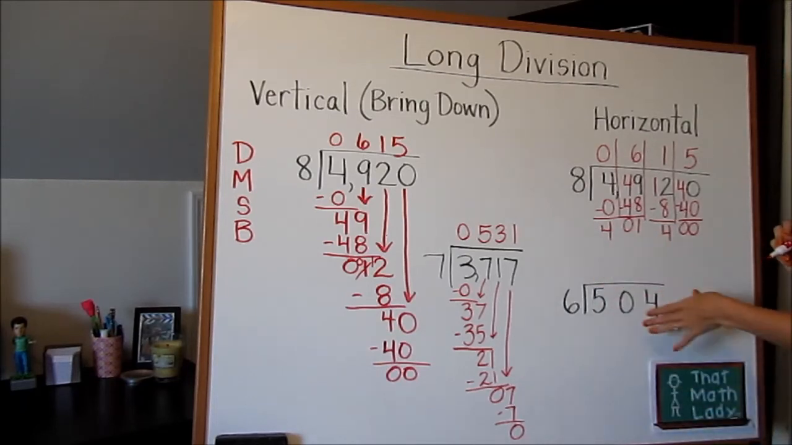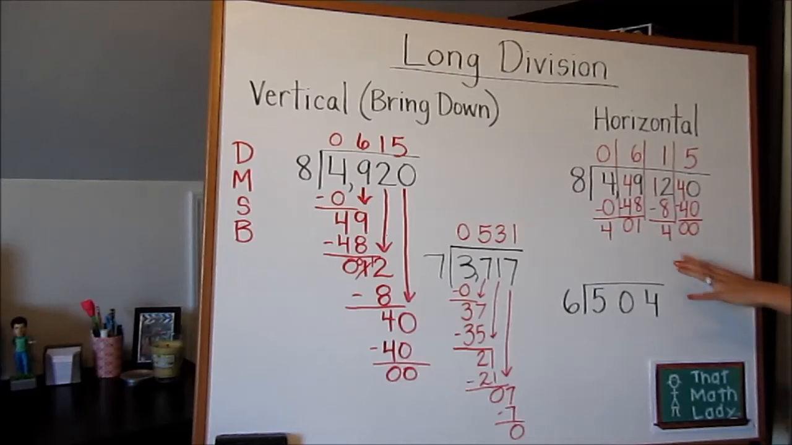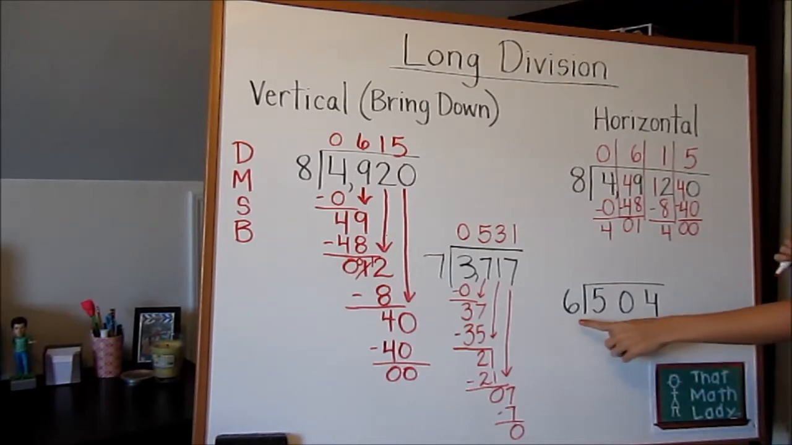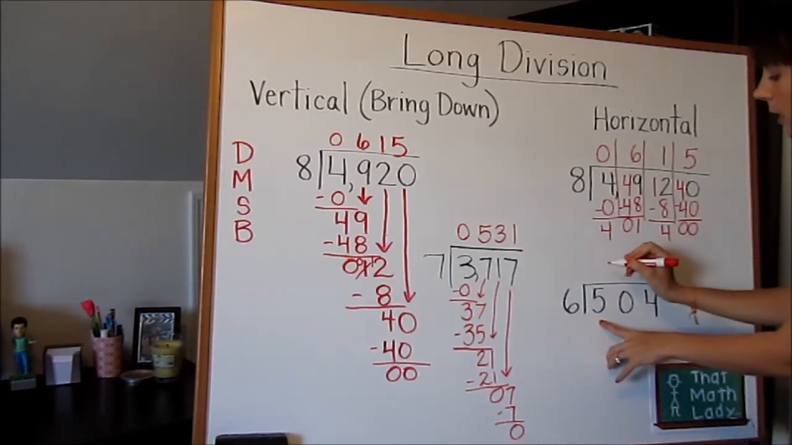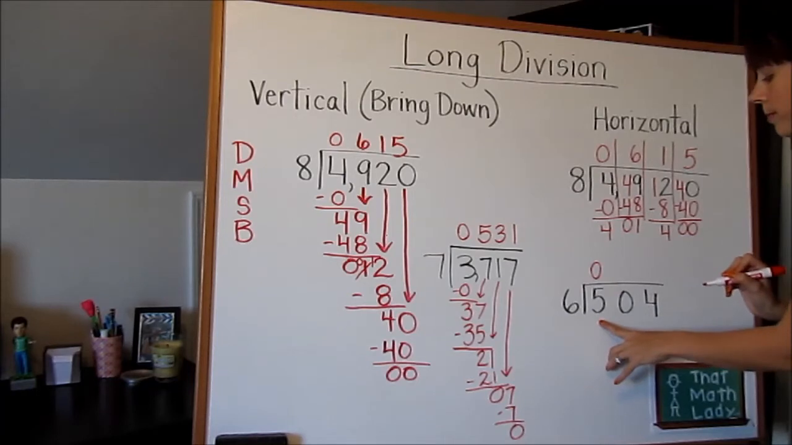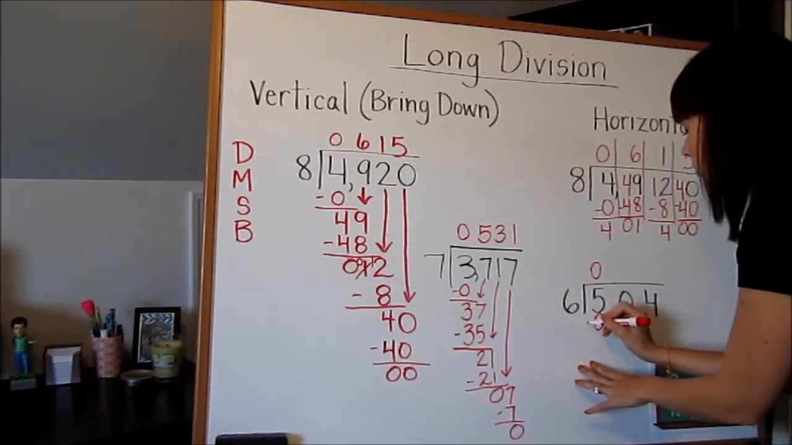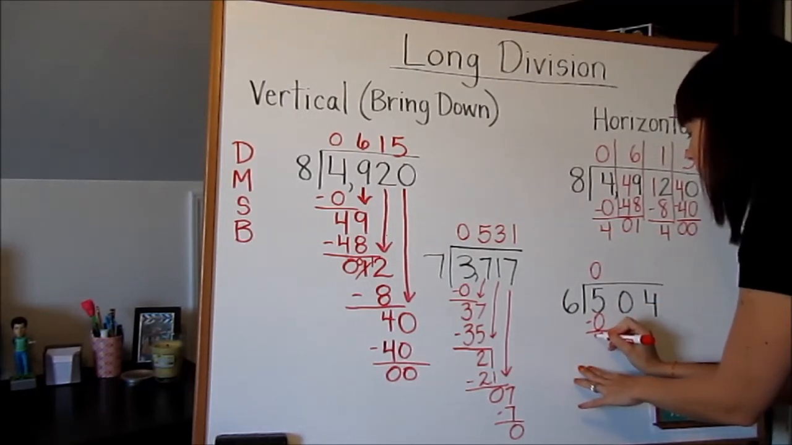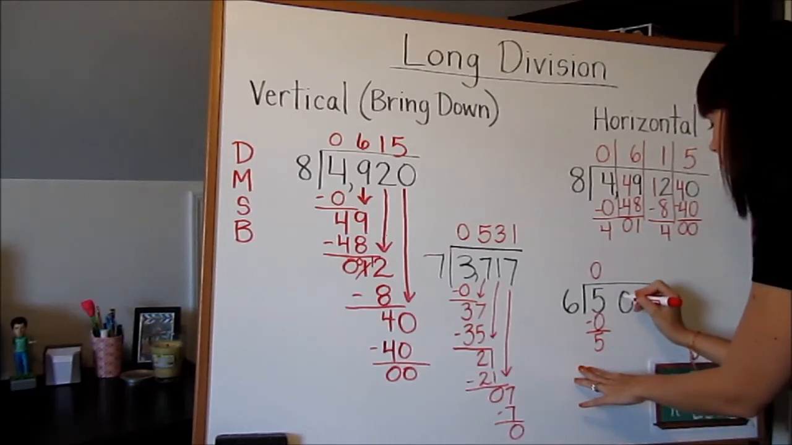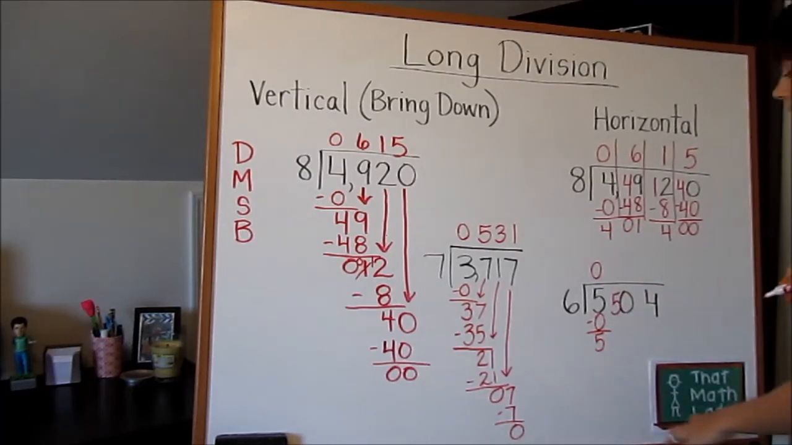Okay? Next sample problem over here, I'm going to use the horizontal method. This time I'm not going to draw any lines, just to kind of show you what it looks like if you don't draw the lines. Okay? 6 divided into 5, well 6 can't go into 5, so I'm going to put a 0 there. Subtract 0, 5 minus 0 is 5, and I'm just going to bring that up here next to the 0, so it becomes a 50.